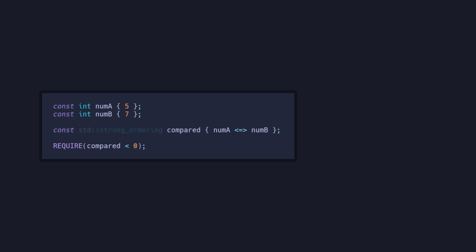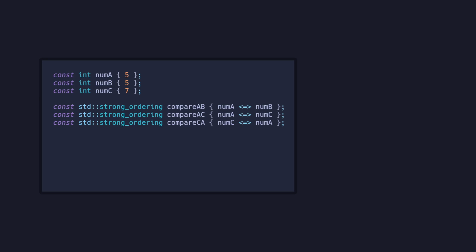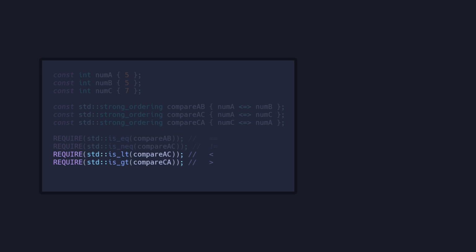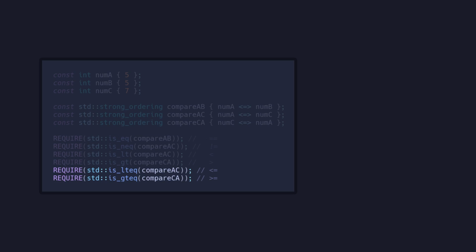For now, don't worry about the return type yet, we'll look more into this later. Given numbers a and b, the spaceship operator will result in a value smaller than 0 if a is smaller than b, 0 if they're both equal, and greater than 0 if a is greater than b. While we can indeed compare them to 0, the standard library provides some functions to check the result of the spaceship operator. Is equal and is not equal, is less than and is greater than, and finally is less than equal and is greater than equal.